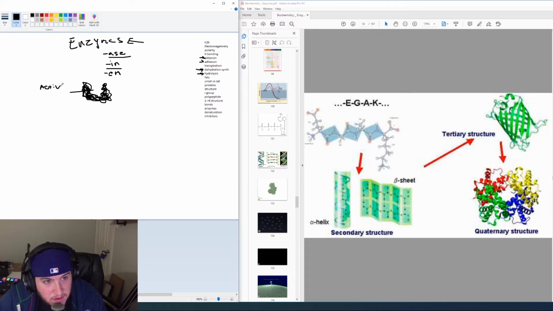Active site. Okay. Now, the active site is where our substrate is going to bind to our enzyme.